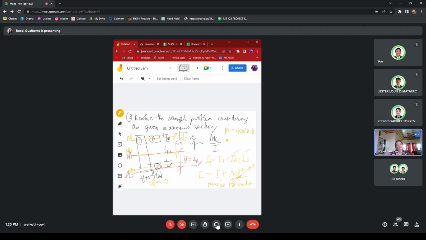Okay? So you will be using this also to obtain your flexural stress. Again, this will not change, because we did not change anything in the beam loading. So it is simply Mc over I.